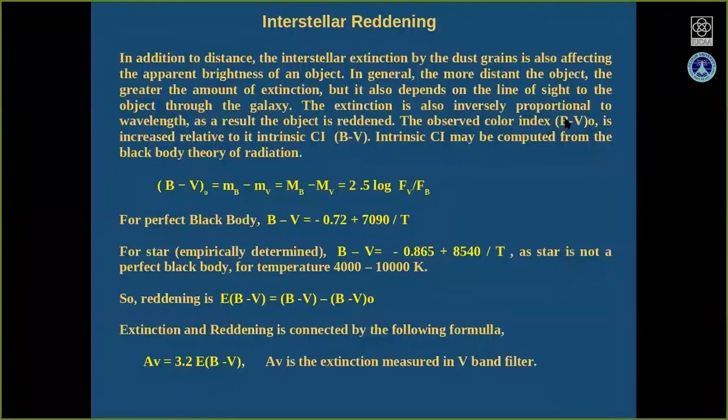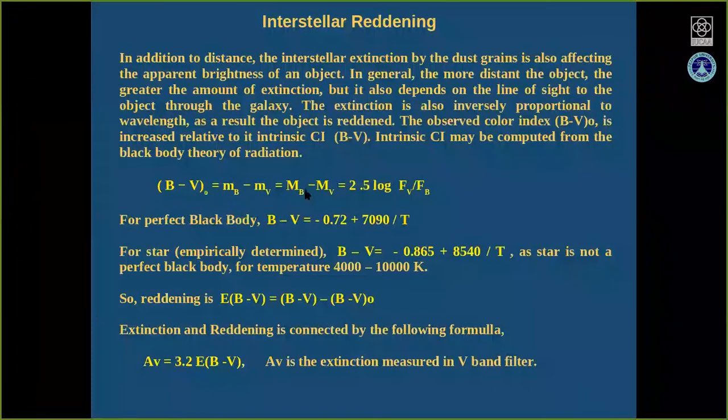Okay, this is observed, but this is standard. So intrinsic color index may be computed from the blackbody theory of radiation. By using blackbody theory of radiation, you can easily calculate the intrinsic color index. So this is my observed color index, B minus V observed. It is MB minus MV. MB is the instrumental magnitude in B filter, and MV is the instrumental magnitude in V filter.